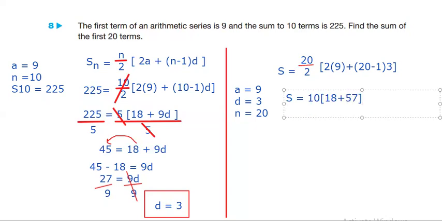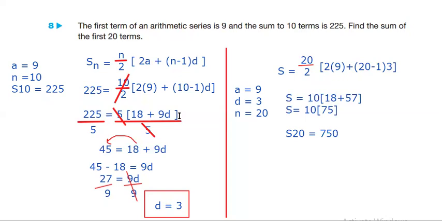So the sum will equal 10 multiplied by what's inside the bracket, which is 18 plus 57. So 57 plus 18 gives you 75. And the bracket means they are multiplied by each other. So this means that 10 is going to be multiplied by 75, which is 750. So the sum of the 20 terms will be 750. And this is how you answer a question like this.